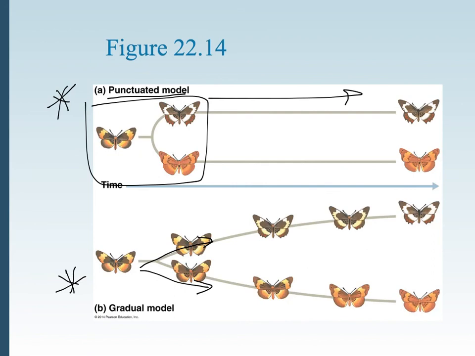So just understand the difference between the punctuated model, which is a lot of change very quickly followed by homeostasis, and the gradual model, which is just ever so gradually things change but pretty consistently.